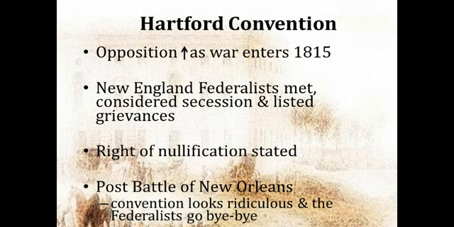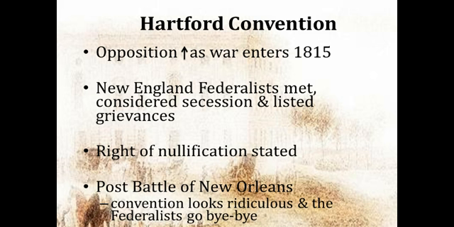Now, the Hartford Convention was a big deal, and it is directly connected to the war. Opposition to the war increased as we got into 1815. The war has been going on for a few years at this point. The Americans have had it. We have another war with Britain. Didn't we already cover this in the Revolutionary War? We have to do this again.